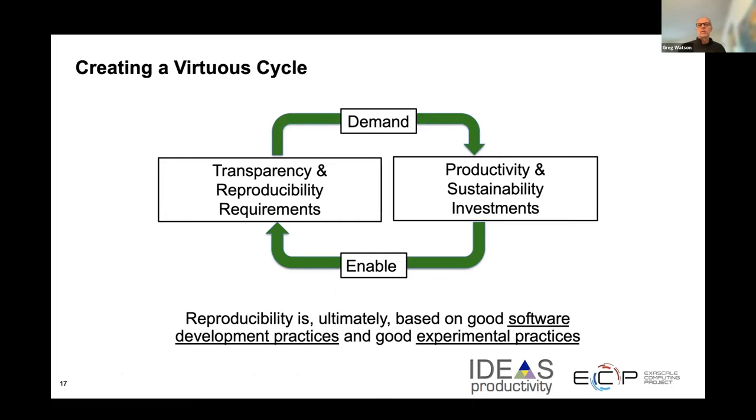Ultimately, though, what we're trying to do here is improve the transparency of what goes into the research, and improve the reproducibility of that research. And doing that really requires improving the quality and the sustainability of the software that underpins that science. So there is this kind of virtuous cycle where the improved productivity enables that transparency and reproducibility, but it also requires that aspect of it. So these two things kind of work together to hopefully create a better and more sustainable environment for the science.